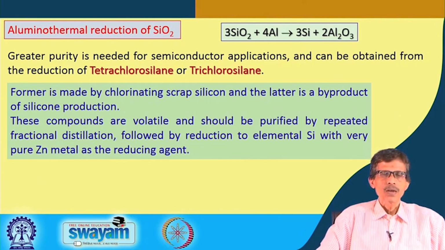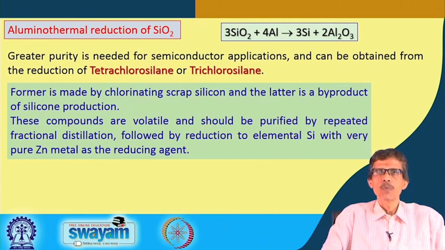That scrap silicon can be utilized for the production of tetrachlorosilane and trichlorosilane, and silicone is nothing but a byproduct of silicon production, silicone, not silicon. Now be careful about the spelling and the name. What is silicone? It is nothing but a carbon based compound. The corresponding analog is acetone, so the acetone analog of silicon is known as silicone.